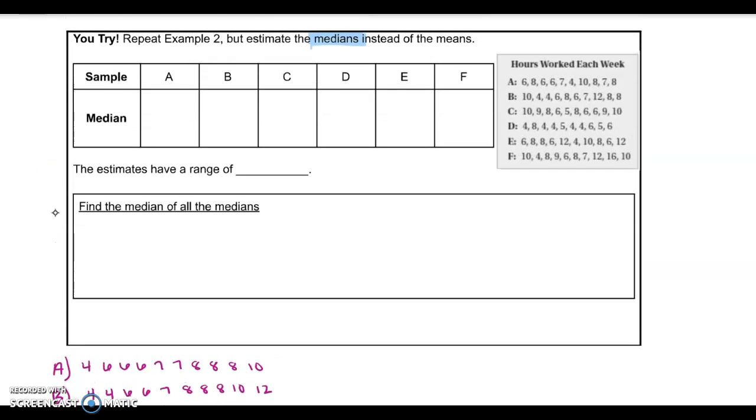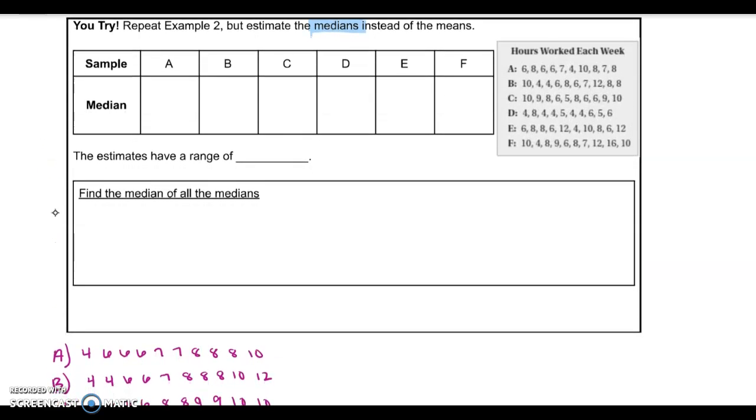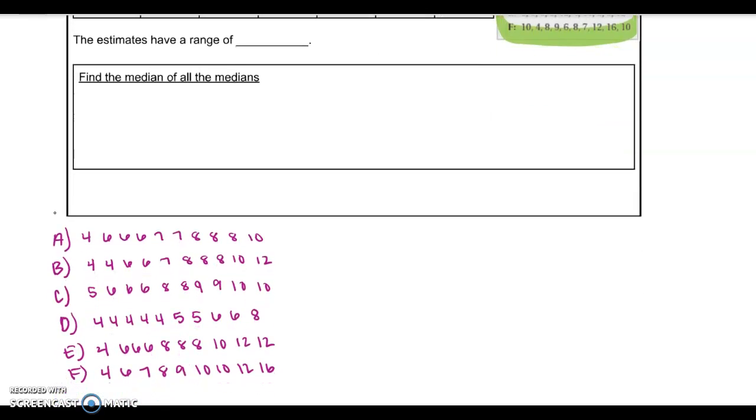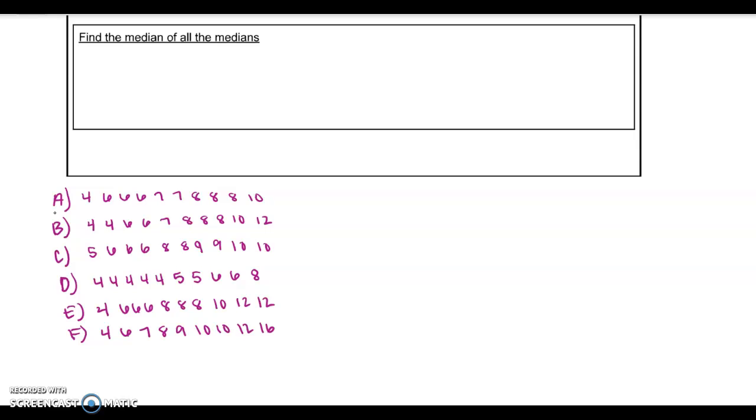Okay, so we needed to find the medians, which means that we needed to arrange all of these numbers. Each sample needed to be arranged from least to greatest. So I went down below and I ordered all 10 numbers in each of the different schools from smallest to largest. And now we're going to go through and find the middle number of each.